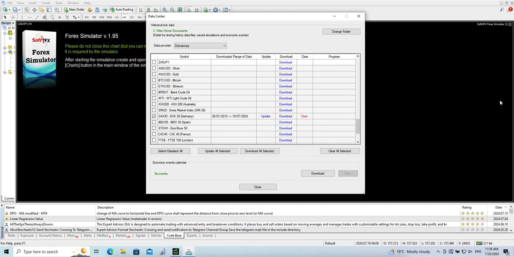You can see I've got a date range loaded up from the 20th of January 2012 until the 19th of July 2024. So that's as far back as the data will allow us to go. So that's the full range.